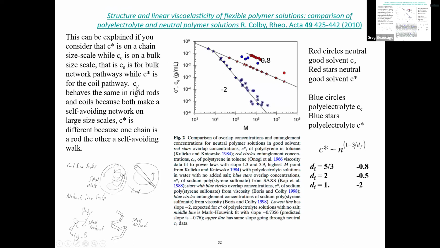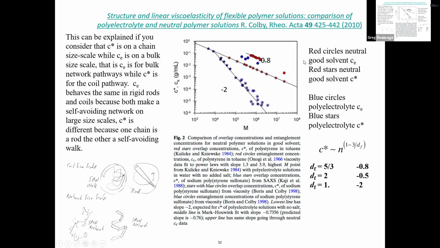I think this is a really important paper, even though probably you'll never see it in a book or anything, right? Basically, it's by Colby, the guy that wrote the book on polymer physics. So the red circles are neutral, like polystyrene and toluene, neutral, good solvent, entanglement, and the red stars are good solvent, C star. And how do they behave with molecular weight?